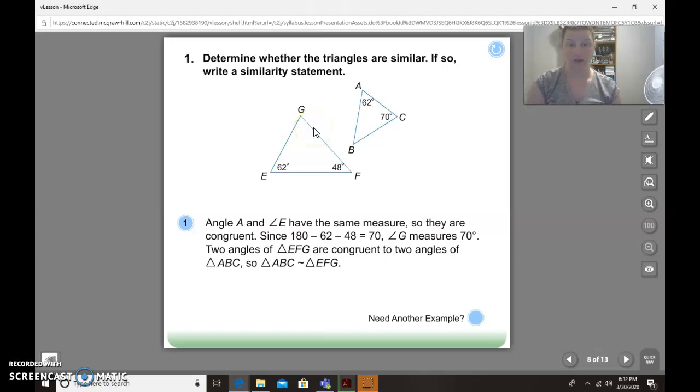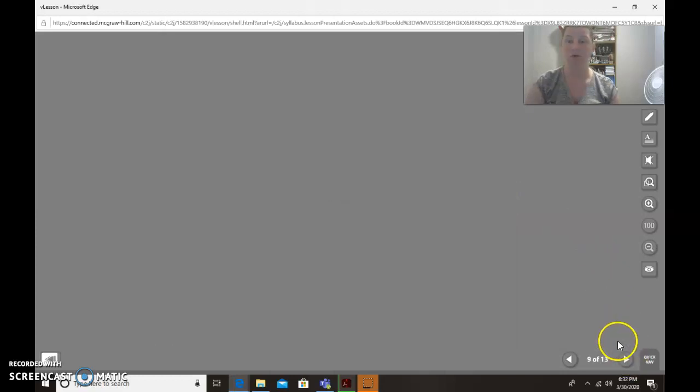Angle G measures 70. Two angles of triangle EFG are congruent to two angles of triangle ABC. So triangle ABC is similar to triangle EFG. Again, feel free to pause it as you need to.